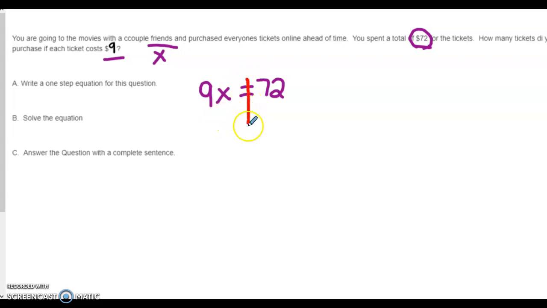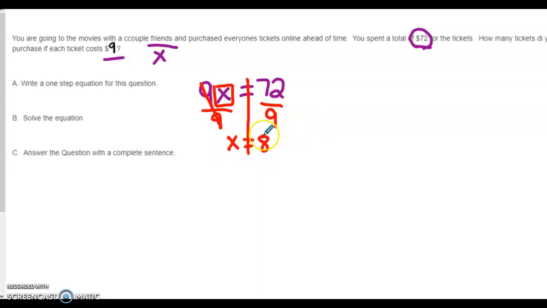All right, when I solve equations, I like to draw a line down the equal sign and find my letter. Whatever's on the same side of the letter, I want to get rid of. Since 9's on the same side as x and it's 9 times x, I need to do the opposite. So the opposite of multiplying by 9 will be to divide by 9. But whatever I do to this side, I also have to do to the other side. 9 divided by 9 is 1, that goes away. And then 72 divided by 9 is 8.